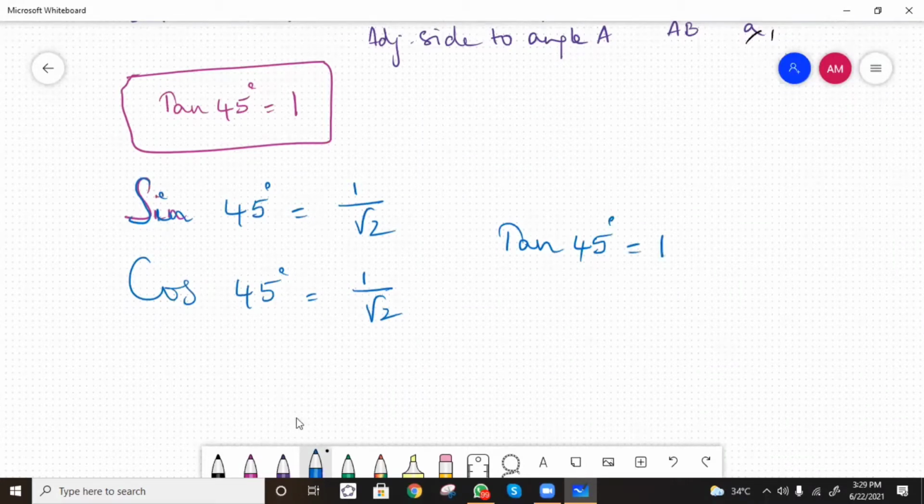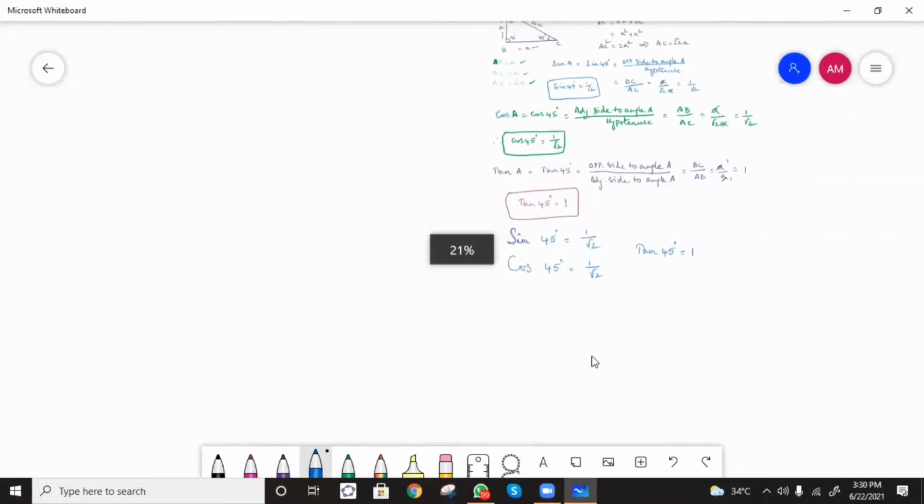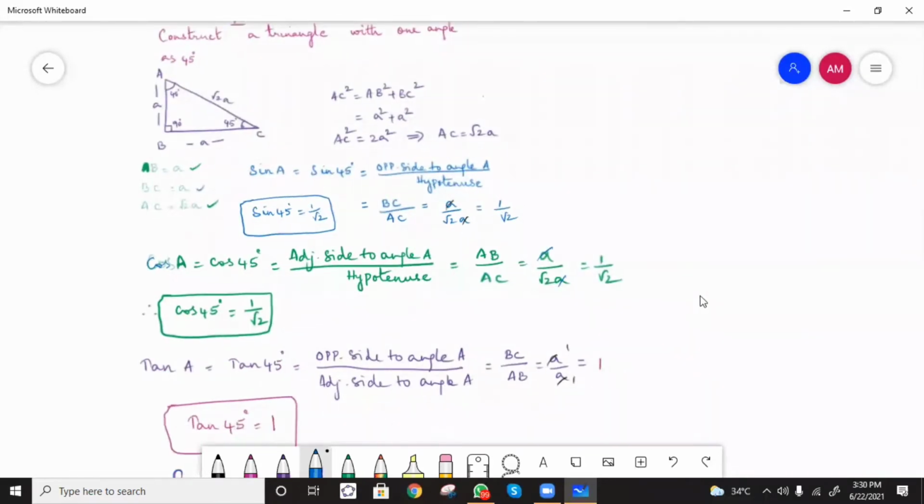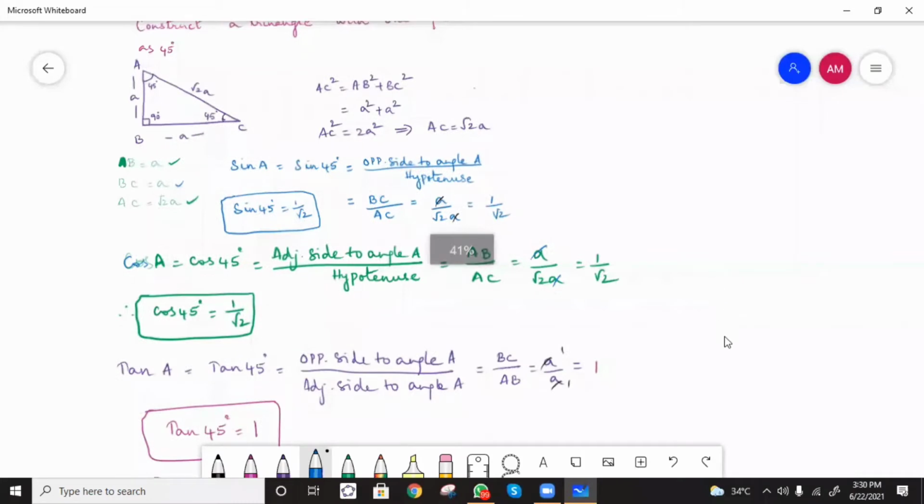So let me mute all of you, ma. If you have any doubt, you can ask me. This is clear to you, ma? How we derived sin 45 is equal to 1 by root 2, cos 45 is equal to 1 by root 2. Yes, madam. And we have to remember this.